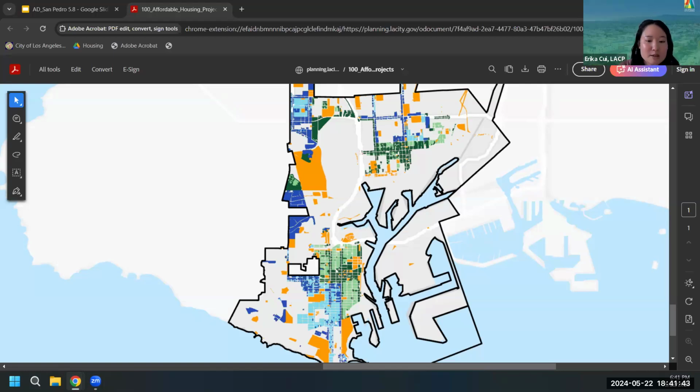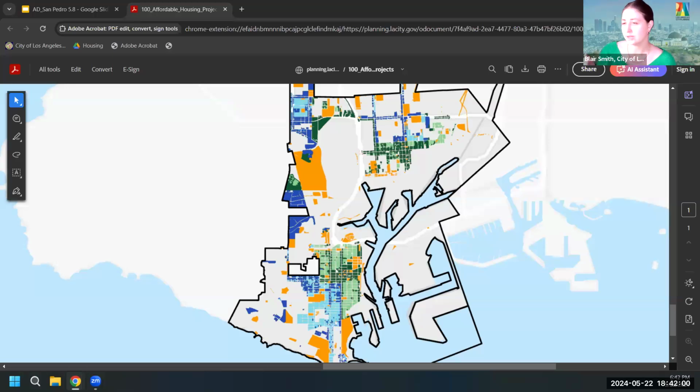So it's possible for a site to be eligible for both. And in that map, we were just showing state density bonus that is not within a TOIA area. So it's not within a transit area. So you would only be eligible for state density bonus.